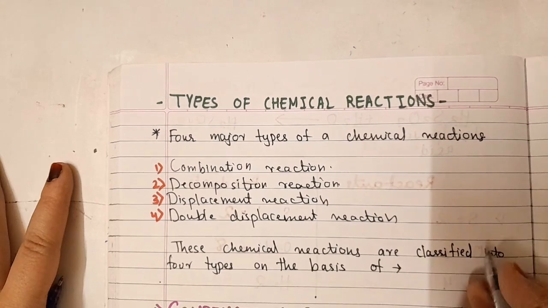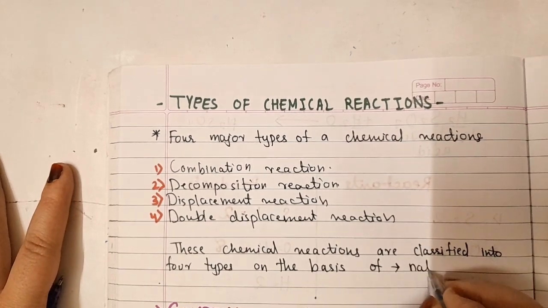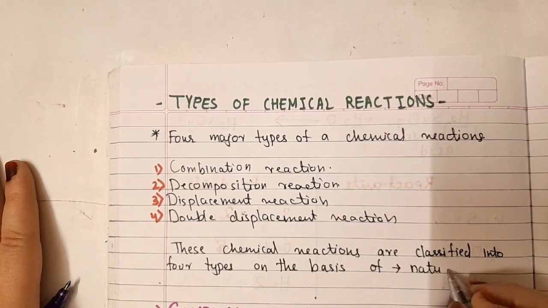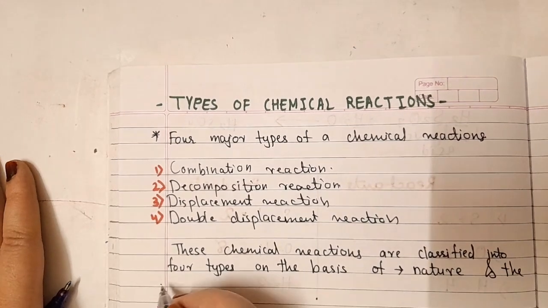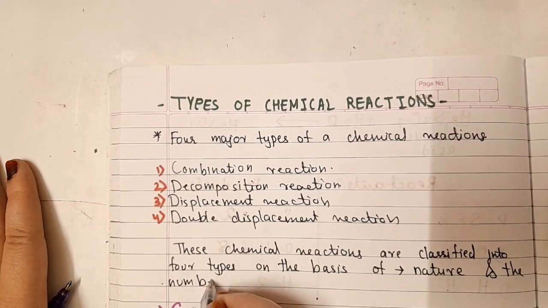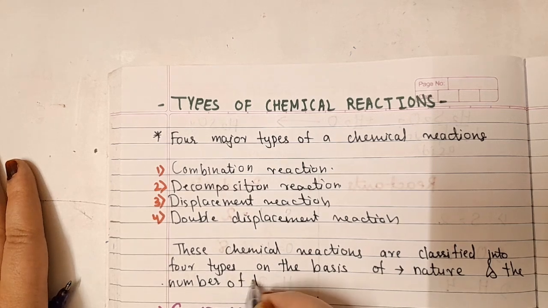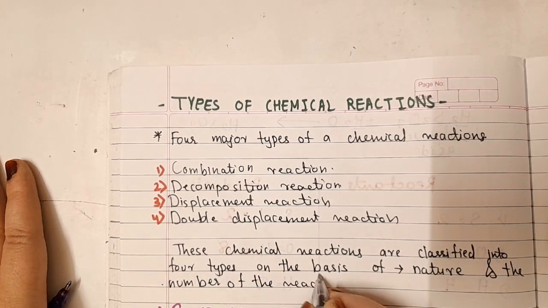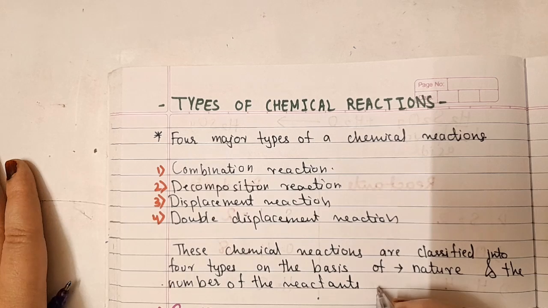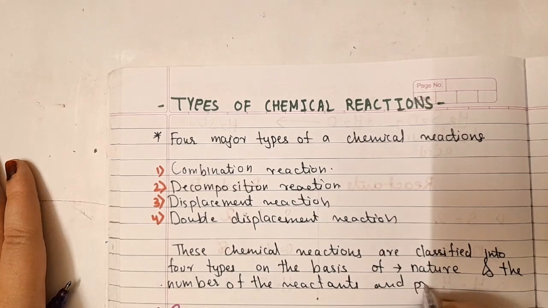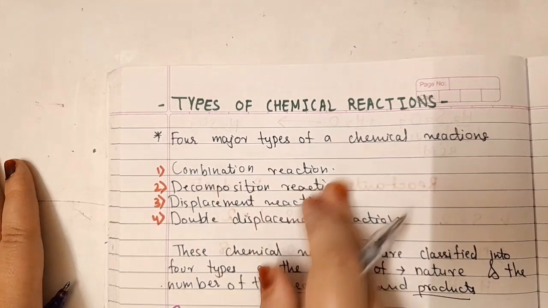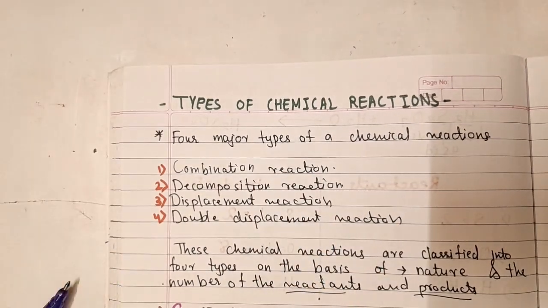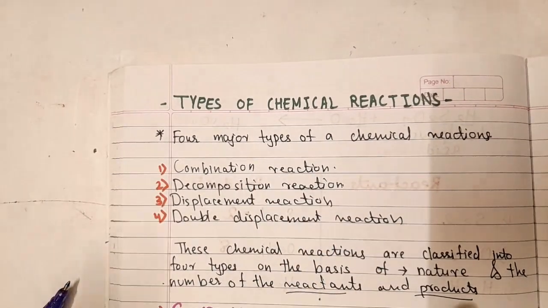These chemical reactions are classified into four types on the basis of nature and number of reactant and product molecules. So these chemical reactions are classified on the basis of nature and number of reactants and products. Now let's see one by one what these are.